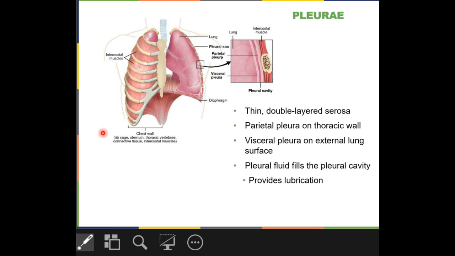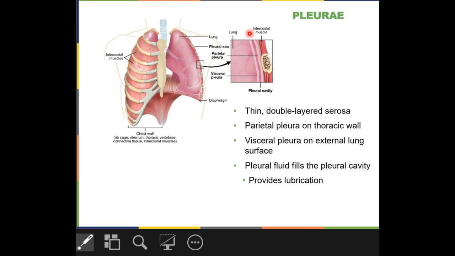All right, then we get into the pleura. This is relatively straightforward. This is the serous membrane that covers your lungs. The outside of the serous membrane is the parietal pleura. Then the inside of the serous membrane is the visceral pleura. And if you look here, there is just a very small space in between the visceral pleura and the parietal pleura. That's your pleural cavity, and it is always filled with a little bit of serous fluid for lubrication.